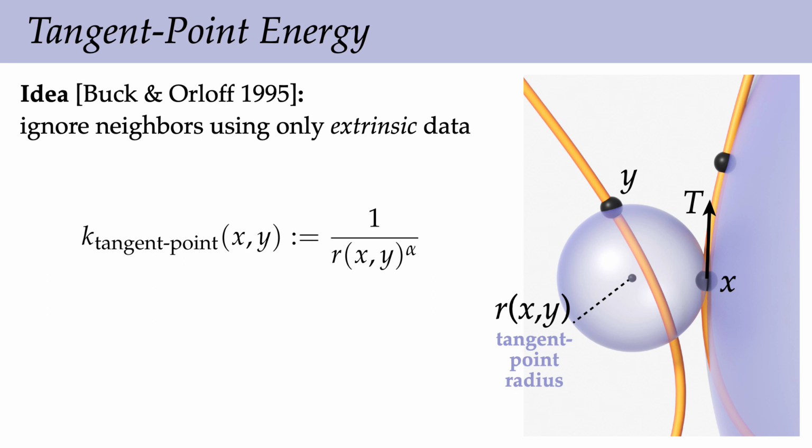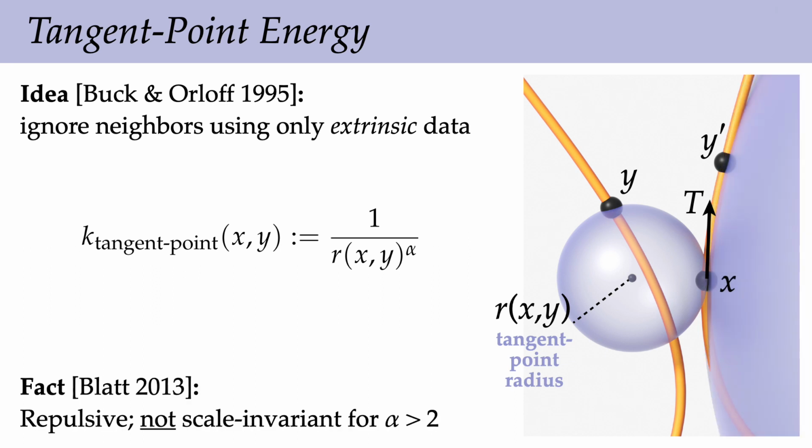If the points are close in space but distant along the curve, then the sphere will be small and the energy will be large. If, on the other hand, the points are close in space and close along the curve, then the sphere will be huge and the energy will be very small. And you can also show that as long as this power alpha is greater than 2, the energy is both repulsive and, unlike the Mobius energy, it's no longer scale invariant. Okay? So it's pretty much exactly what we want for applications in visual computing.